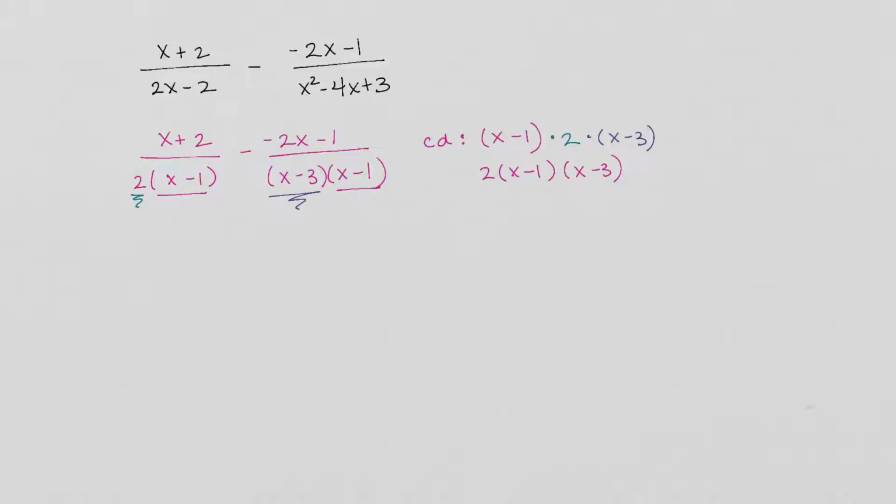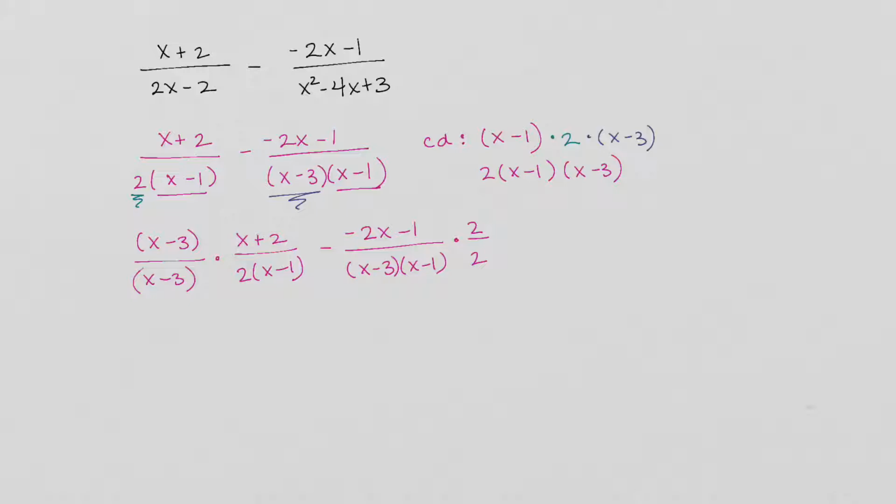And so what we're going to do is multiply both of those fractions by the pieces of that denominator that they do not contain. So the first fraction does not have the x minus 3 piece, so we're going to multiply by x minus 3. And the second fraction does not have the 2. So we're going to multiply by 2.